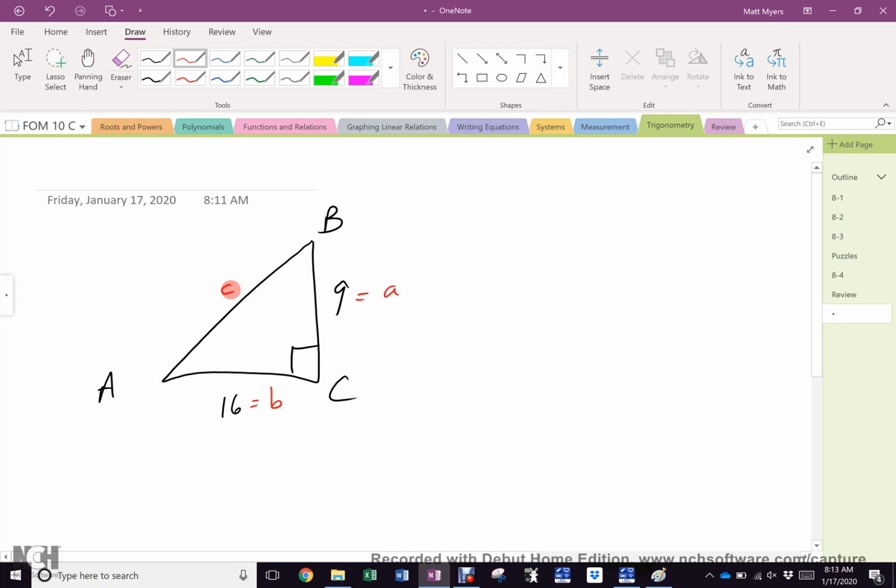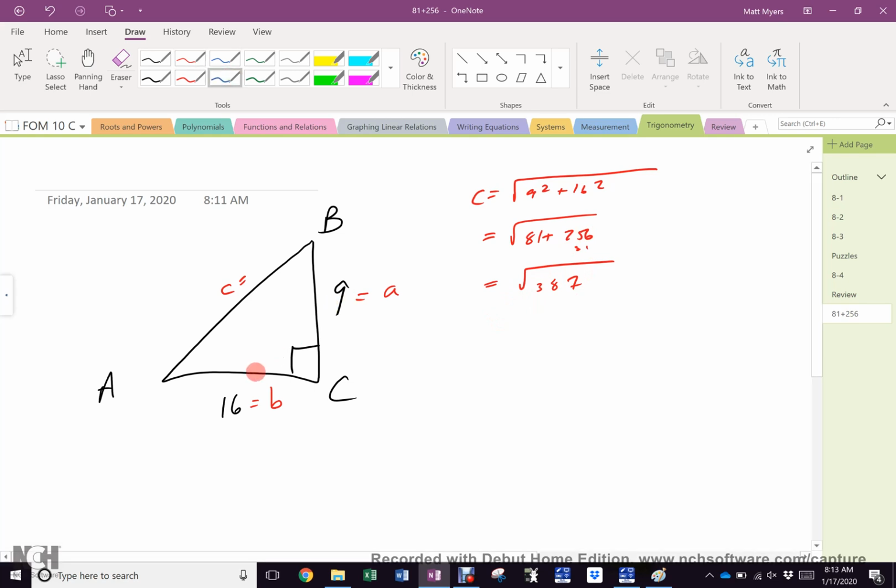Right now, before yesterday, all you could do with this was tell me the third side. And what was the third side? C equaled the square root of 9 squared plus 16 squared, which is the square root of 81 plus 256, which is the square root of 337. Is that right? Square root of 337. Yep. Everybody cool? That's what you could do up until yesterday.